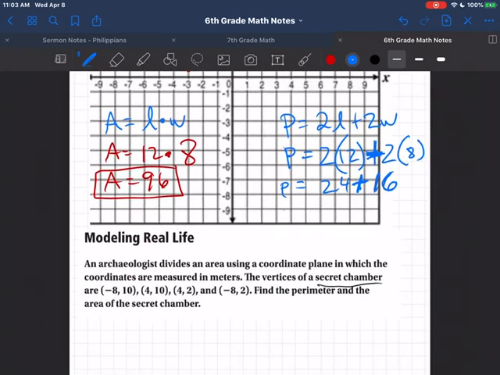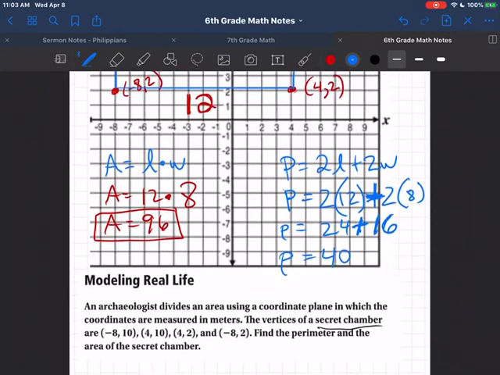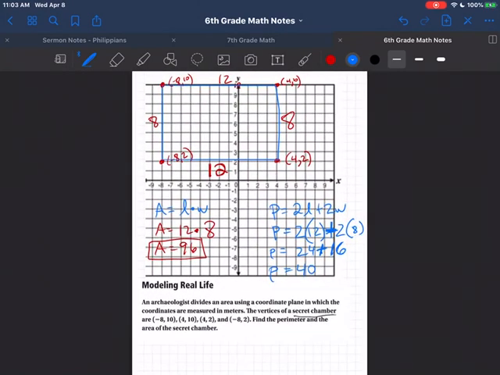Okay, 24 plus 16 is equal to 40. So the perimeter is 40. All right, cool.